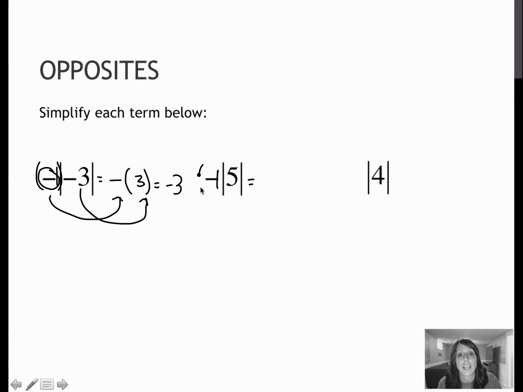Same thing is going to happen on my second question. Again, think of this as a -1 on the outside. The absolute value of 5 is 5. And now they're asking me to take the opposite of it, and so the opposite of that is -5. And this last one, the absolute value of 4 is 4, and there's no negatives anywhere to worry about, and so my answer is 4.